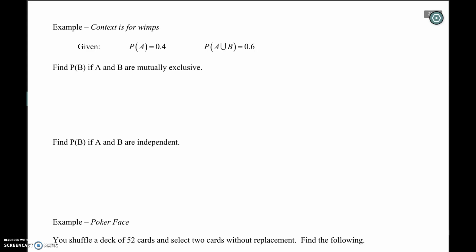I think this is a good example of a question that's kind of difficult and might trip people up on an assessment. So they give me the probability of A, they give me the probability of A or B, right? That's an or. And they ask me to find the probability of B if A and B are mutually exclusive. So I think some kids might get kind of stuck. It's like there's no context, I can't do anything intuitively, where do I go from here? But think about the definition of mutually exclusive.